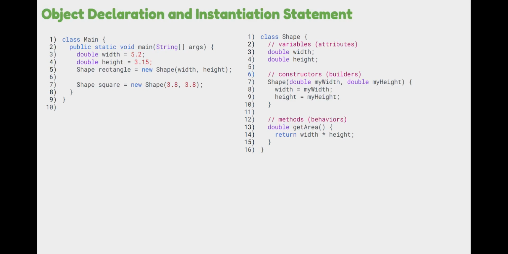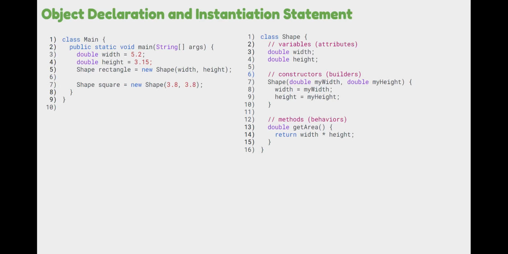So at this time, we should probably take a look at that class shape on the right-hand side. So looking in that class shape, we see our three sections. On line 2, we see our variables or our attributes. A shape is going to be defined by a width and a height. On line 6, we only have one constructor for this class. And on line 12, we have one method that will calculate and return the area. Looking at that constructor on line 7, we see our formal parameters of my width and my height.